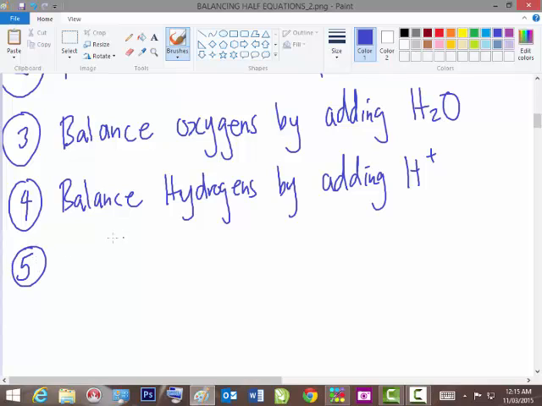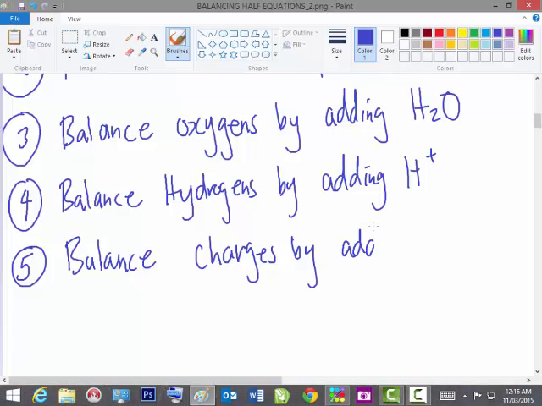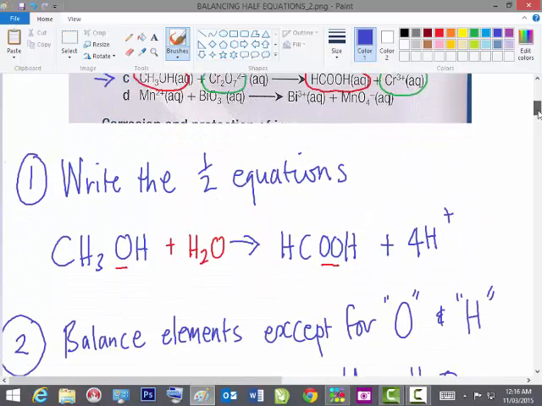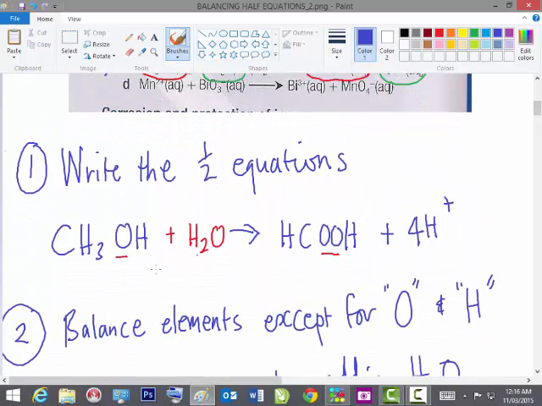And the fifth step is to balance charges by adding electrons. So we count how many charges we have. So there's 0 charges on this side, and we have 4 plus charges on this side. So we need to eliminate those 4 plus charges, so we have to add 4 electrons on this side, right?